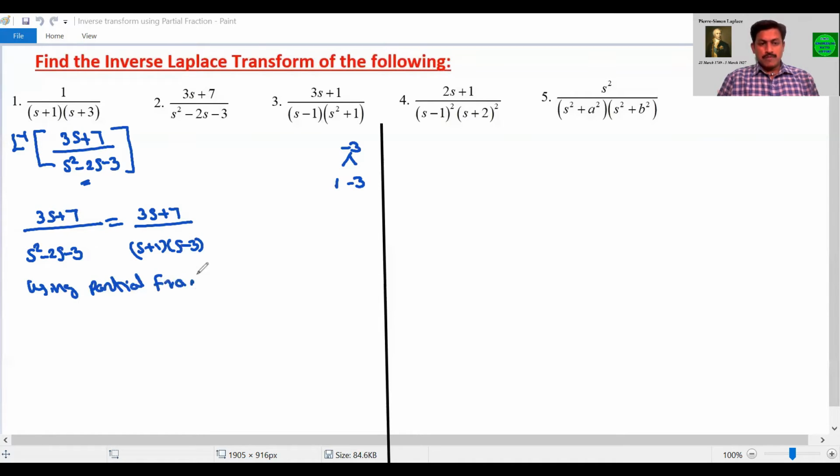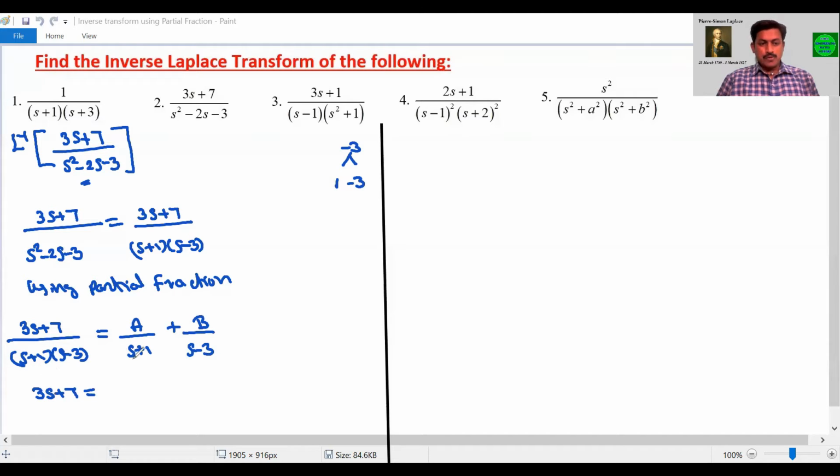Using partial fraction, we can write this (3s + 7) divided by (s + 1)(s - 3) as A by (s + 1) plus B by (s - 3). Now I'm going to take LCM. I already told you which one is missing. By that term we can multiply it.